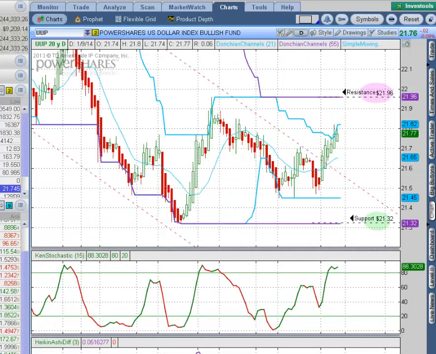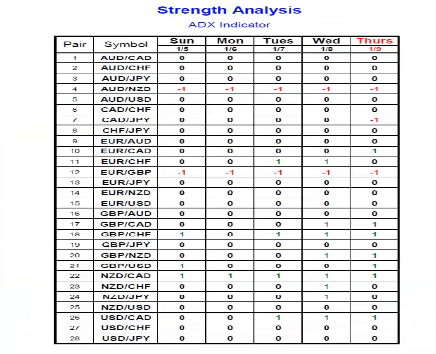The US dollar closed down, but it remains above the top of the downtrend channel. Support is at 21.32 as seen by the green oval. Resistance is at 21.96 as seen by the pink oval.